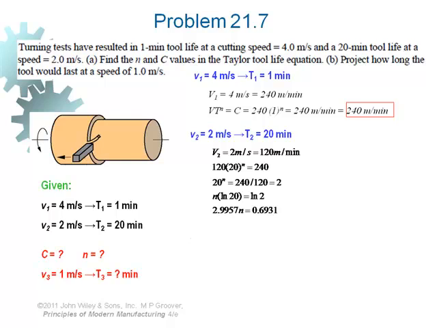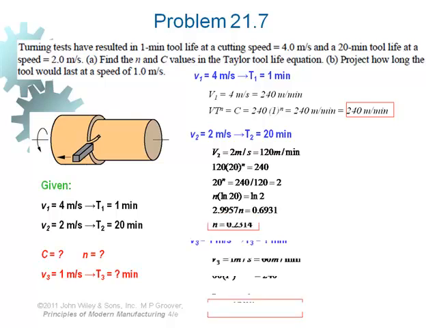Material hasn't changed, cutting tool hasn't changed, so the same C is in place. So having this at hand, we've got 2 to the power of A is equal to 2. And by taking the natural logarithm from both sides of the equation, it's not hard to compute the value of N, which, as you said, is equal to 0.2314.